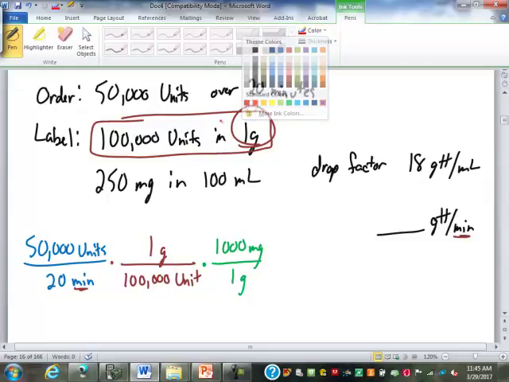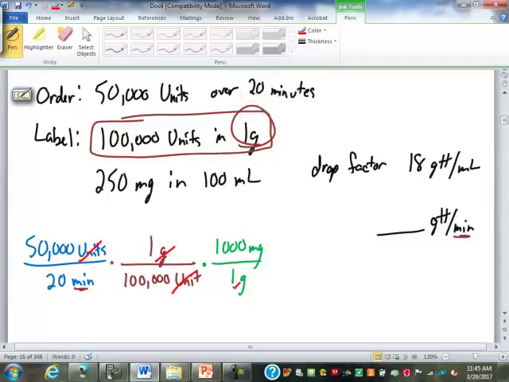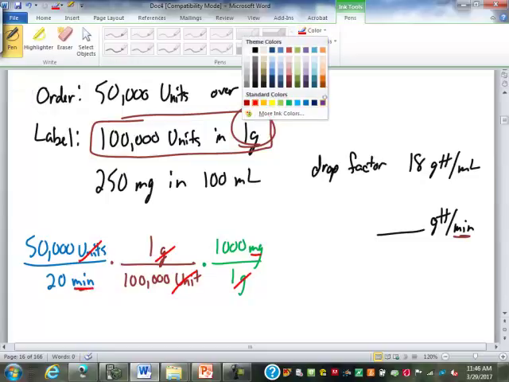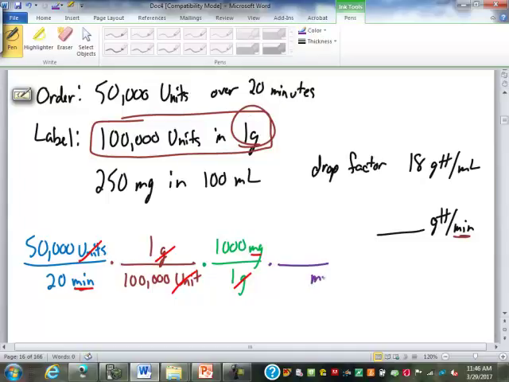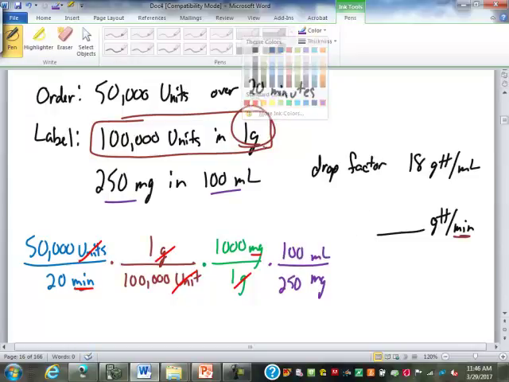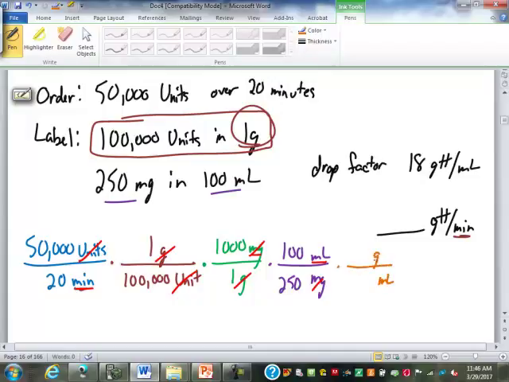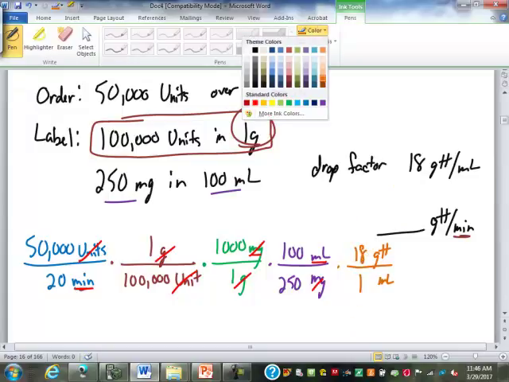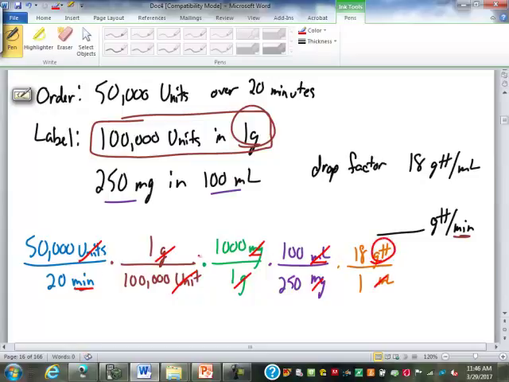So what we have right now, the units have canceled out, the grams have canceled out. Right now we are in milligrams over minutes. So we're going to get rid of the milligrams next. And we have milligrams to milliliters, 250 milligrams in 100 milliliters. So the milligrams are gone, and we are now in milliliters per minute. And we have to get rid of milliliters and put the drops on top. And that's our drop factor of 18 drops per 1 milliliter. So milliliters are gone, and we are now in drops over minutes, which is what we want, drops per minute.